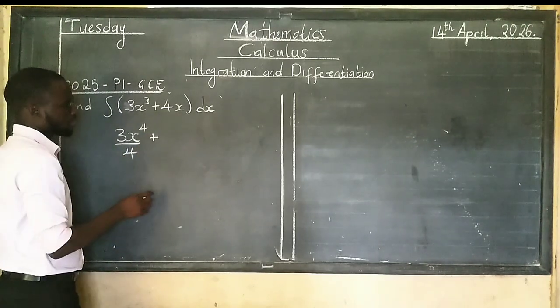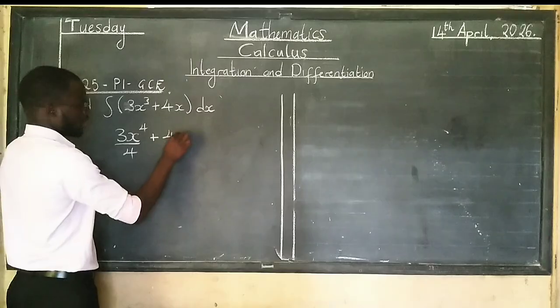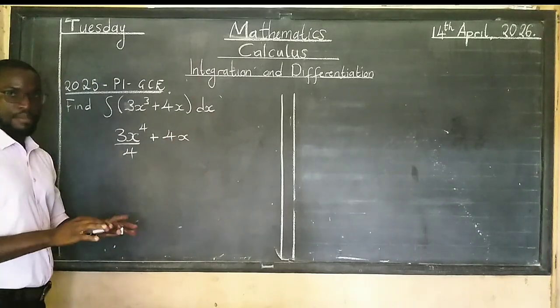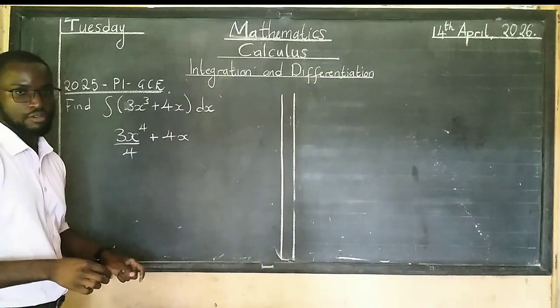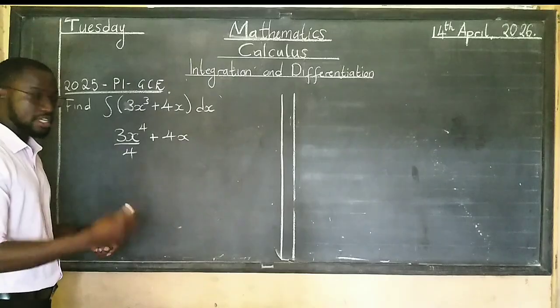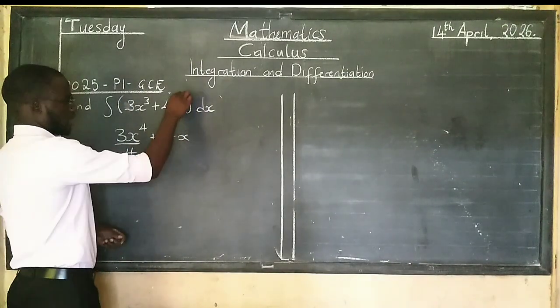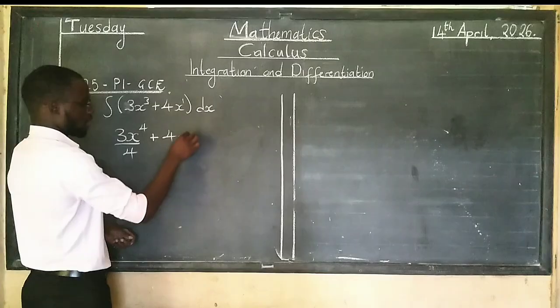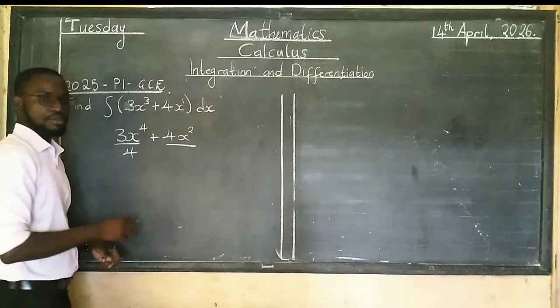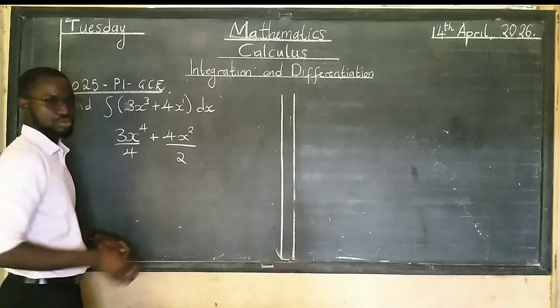Plus this part, 4 as it is, x as it is. If a number or letter is just by itself, the index, the power, the exponent is 1. So it's like there's a 1 there, then plus 1 is going to be 2, dividing by the new power, 2.